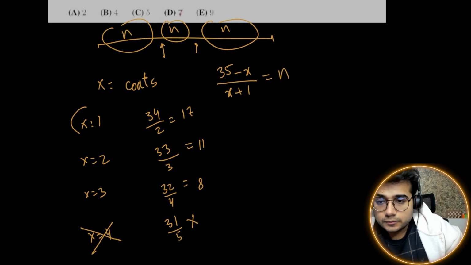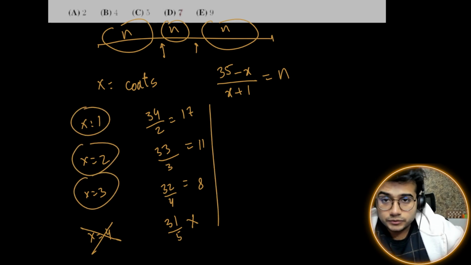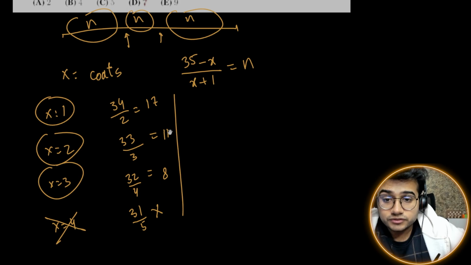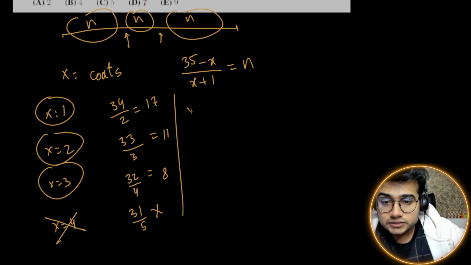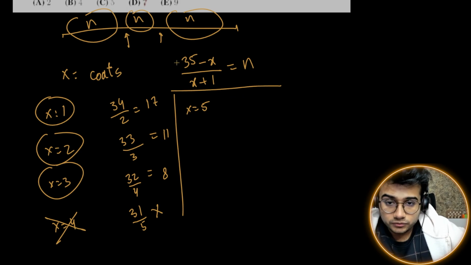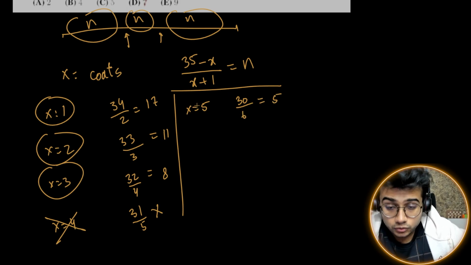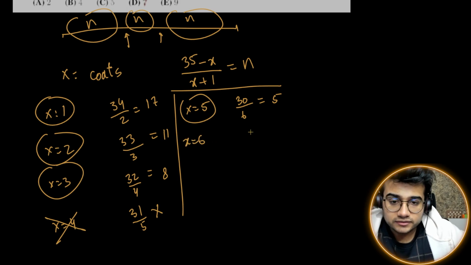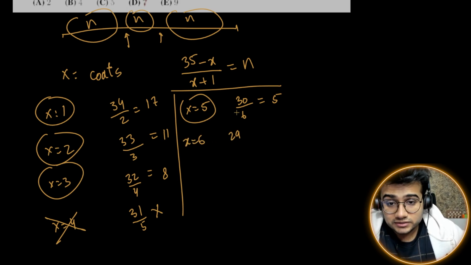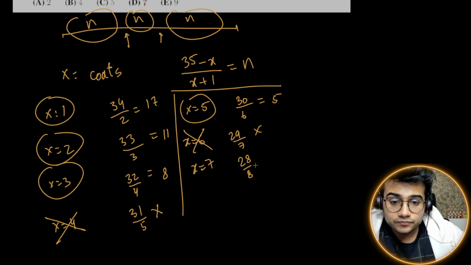Let's try some more cases. We will keep going until we start getting numbers smaller than 1. What we're doing is systematic counting. X equals 5: 35 minus 5 is 30, over 5 plus 1 is 6, which gives us 5, a whole number, so that works as well. X equals 6: 35 minus 6 is 29, over 7. That's not a whole number, so this doesn't work. X equals 7: 35 minus 7 is 28, and 7 plus 1 is 8. 28 over 8 is again not a whole number. 28 is not a multiple of 8.